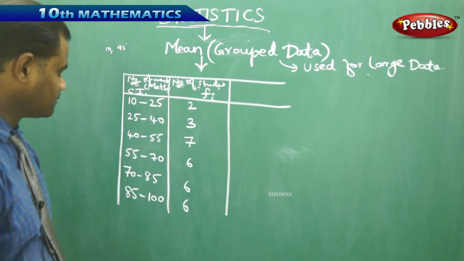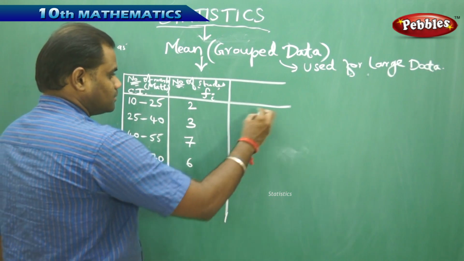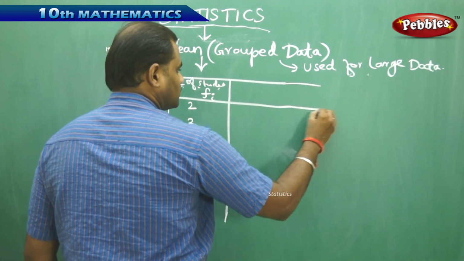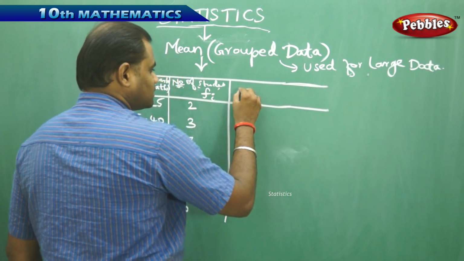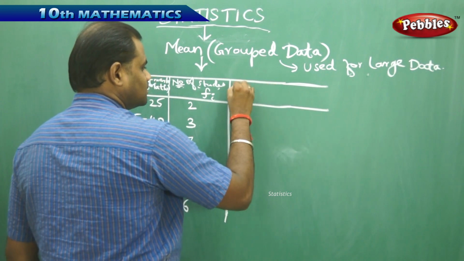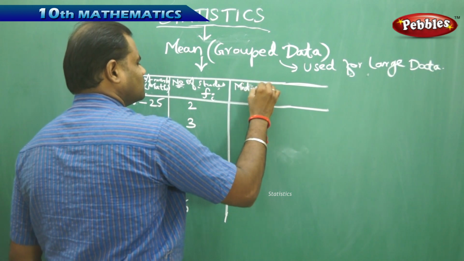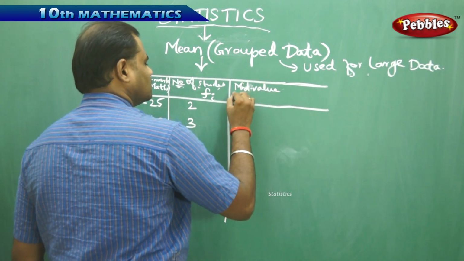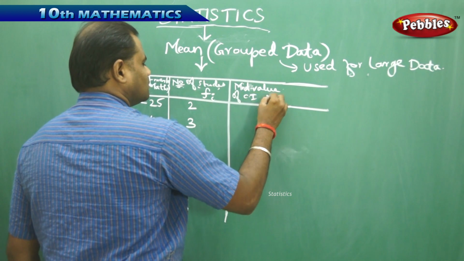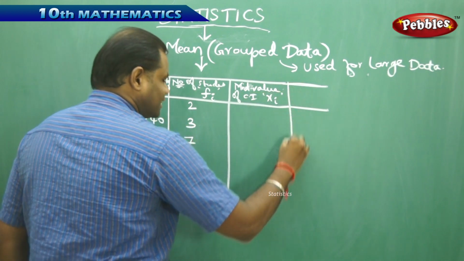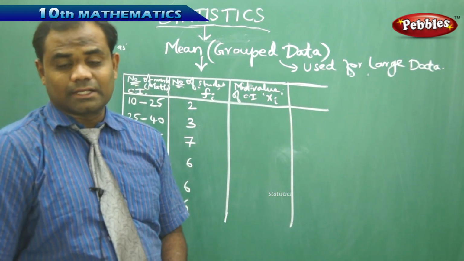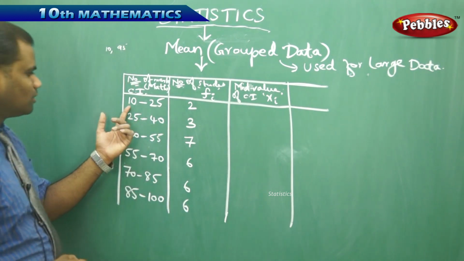For large data, the grouped data helps in calculating the measures of central tendency: mean, median, and mode. To start with, let's take xi. As we have seen, xi here is the mid value of the class interval. Now what is the mid value of the class interval?